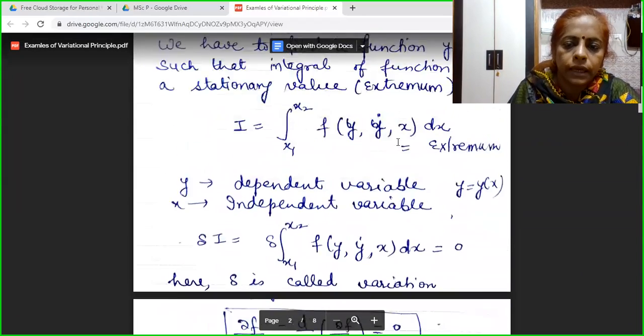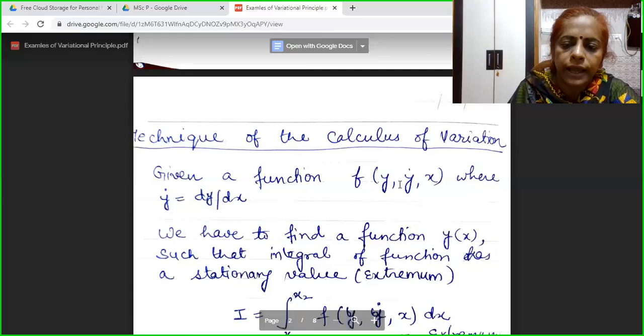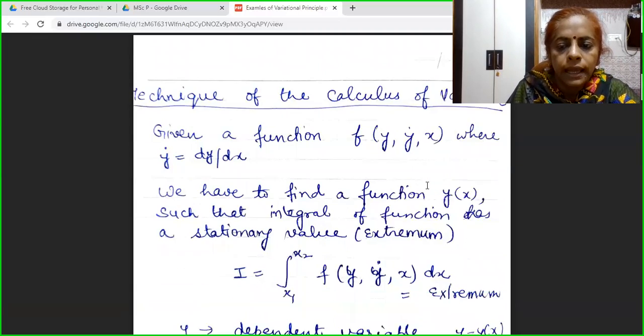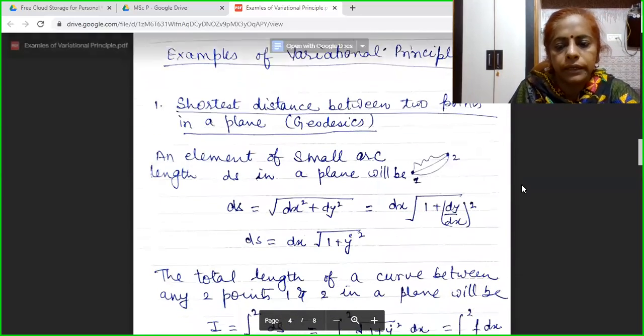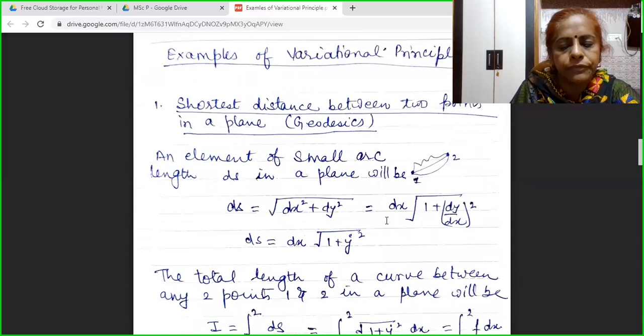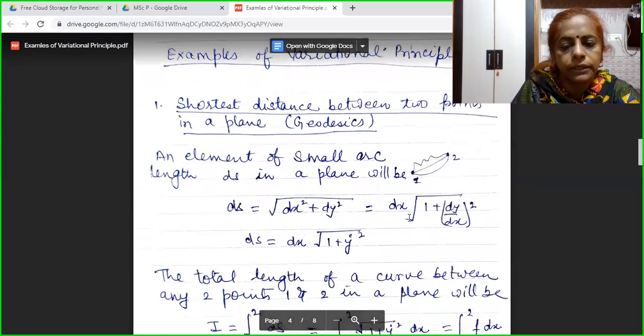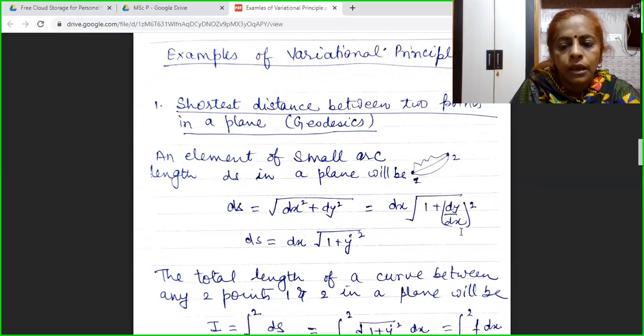Since we know that our function f depends on y, y0 and x, I am finding my function f, and for finding my function f, I have to find its dependence in terms of x, y and y0. So I have taken dx to be common. Now I am writing dy by dx to be y0. So my ds will be equal to dx under root 1 plus y0 square.